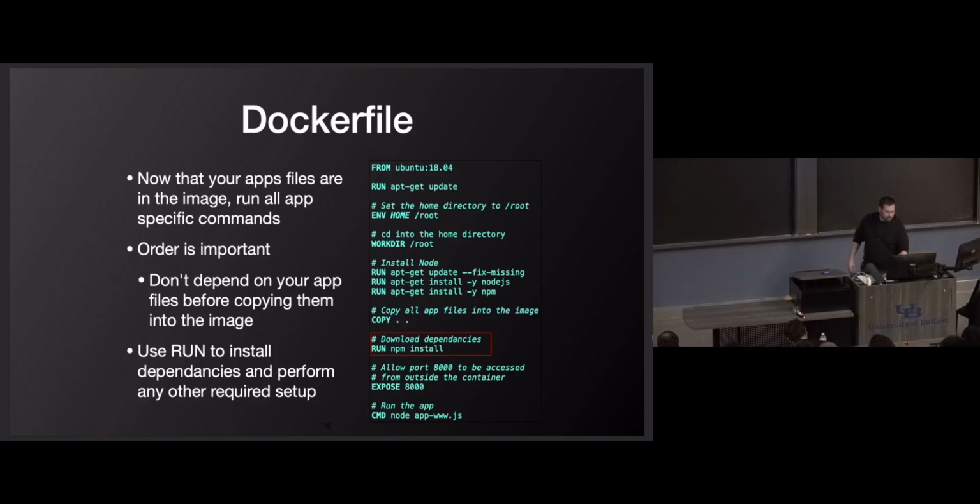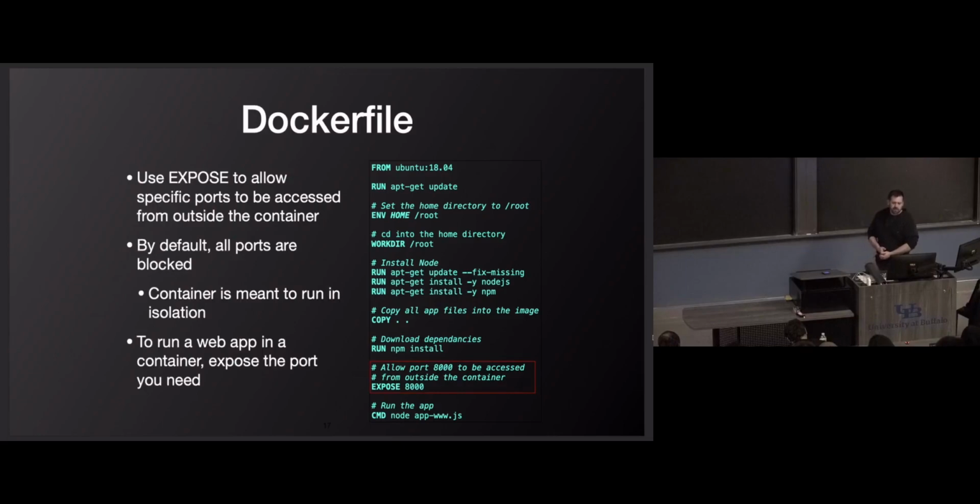And then we're going to expose a port. This app's running on port 8000. So I'm going to expose port 8000 to make sure that it's accessible from outside of the container. By default, all ports are closed. You can't access a container from the outside world, or from my laptop. I can't access that container with TCP. So we have to make sure we explicitly allow certain ports.